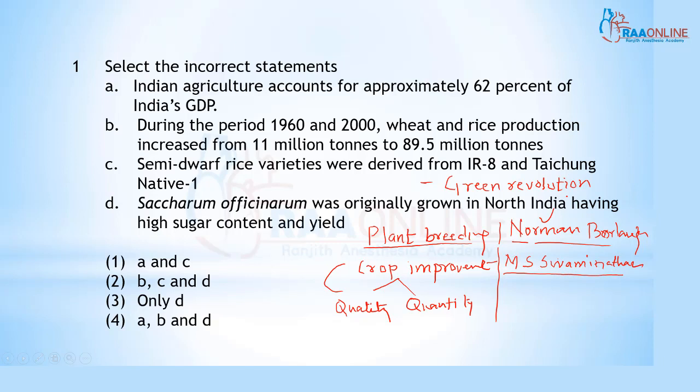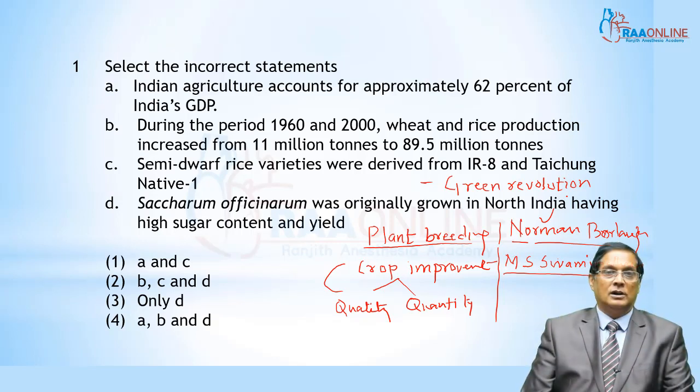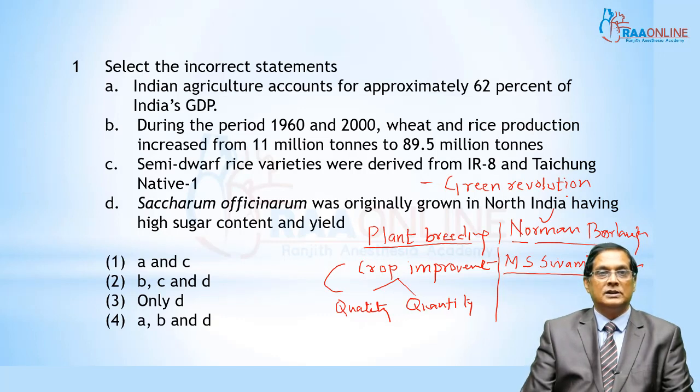Borlaug received Nobel Prize for that, but in peace field. He received Nobel Prize not in science field, that is in peace field. Why peace field? Because such a large population and limited resources for the agriculture. So for the survival of that particular population, he developed such a technique that within a limited area the production can be enhanced.